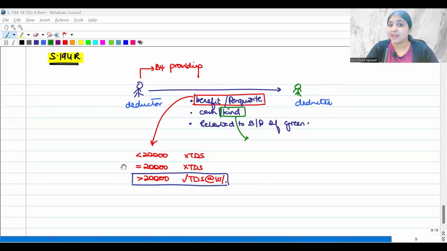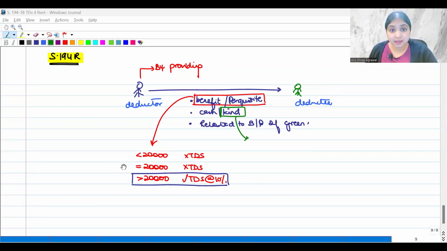Now see, in my example, the benefit is in kind. If the benefit is in kind, how will tax be deducted at source? How will we keep some money and give the balance? See, if the benefit is in cash, if the benefit is in money, we can keep a part of the money and give the balance money. But if the benefit is in kind, how will we deduct the tax?